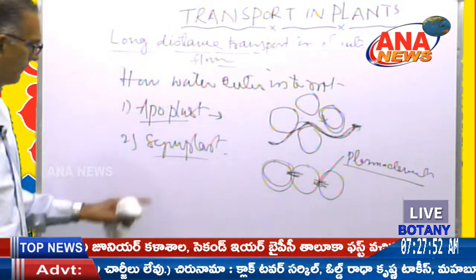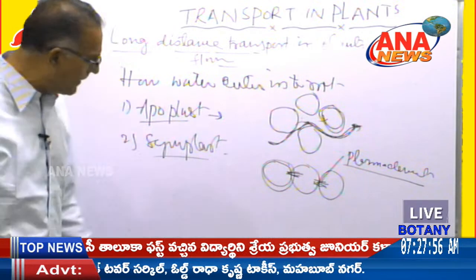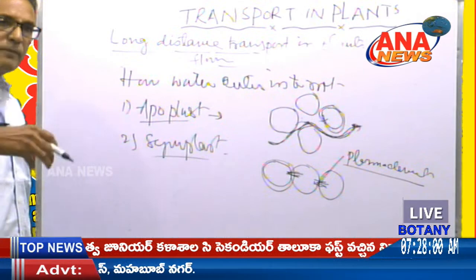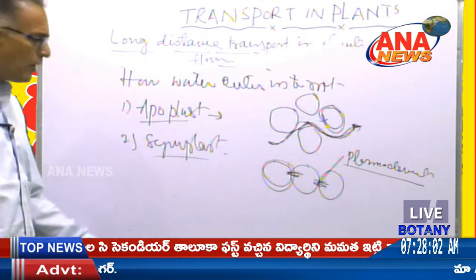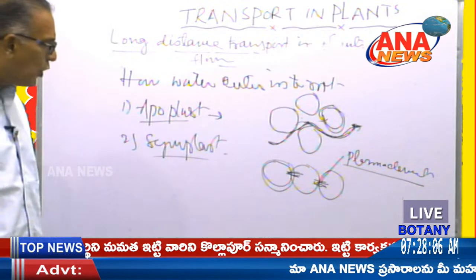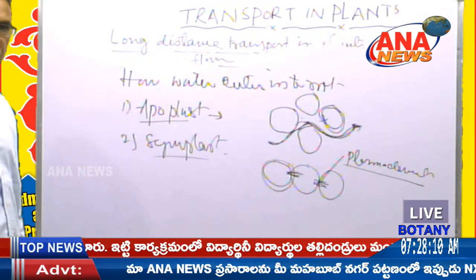The water passes across the membrane. So here in the symplast system, the water passes through the cells, and the movement of water is slow. In the symplast system, the movement of water is very slow.